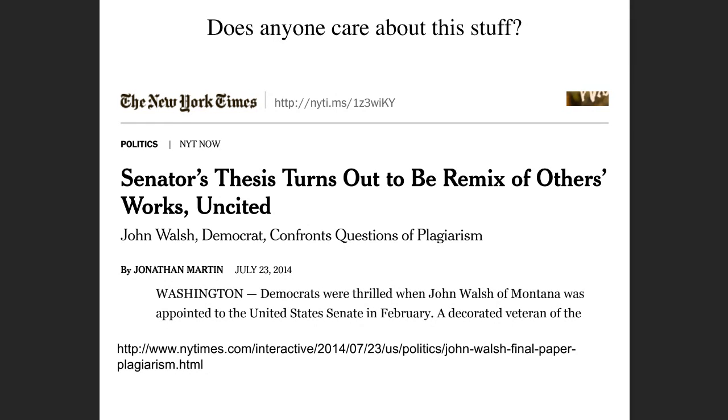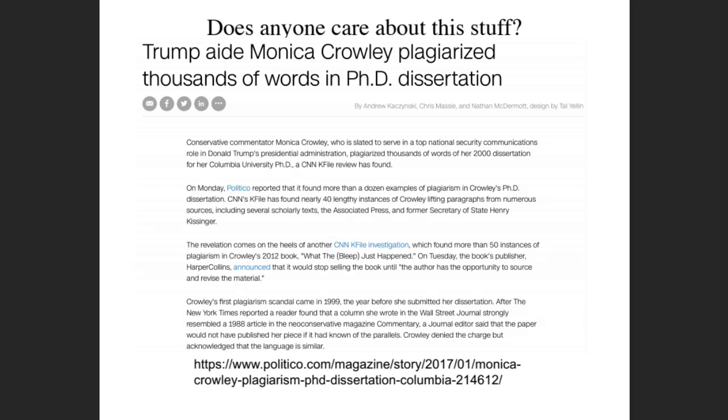So this is from 2014. I forget if there had been a death or a retirement, or a senator had joined Obama's cabinet, and the governor appointed John Walsh to be the interim senator. But then it turns out that for his final paper at, I think it was a military academy, he'd quoted from sources without quotation marks, even though most of the sources were in the bibliography.